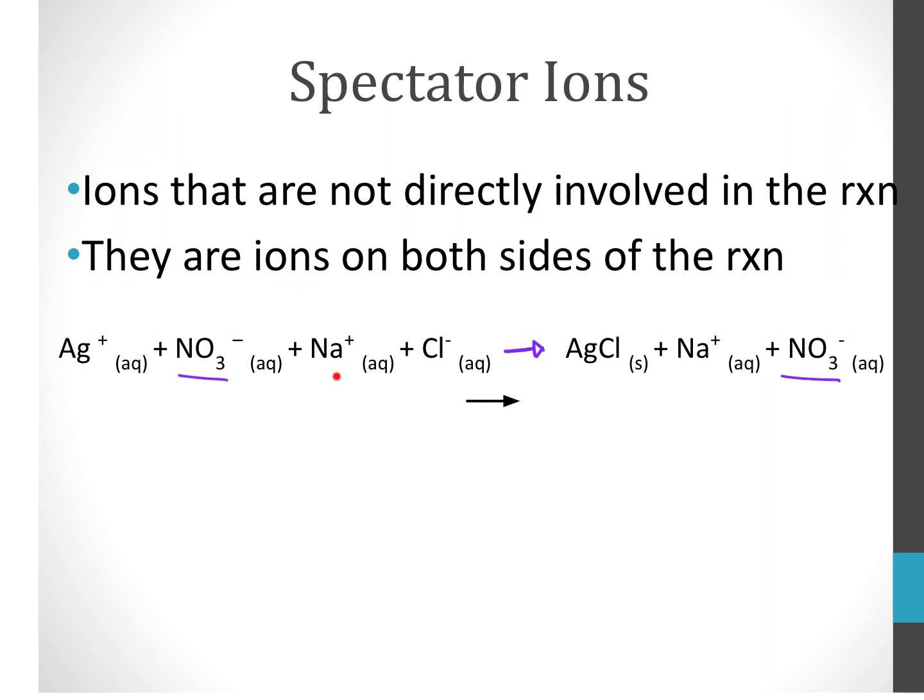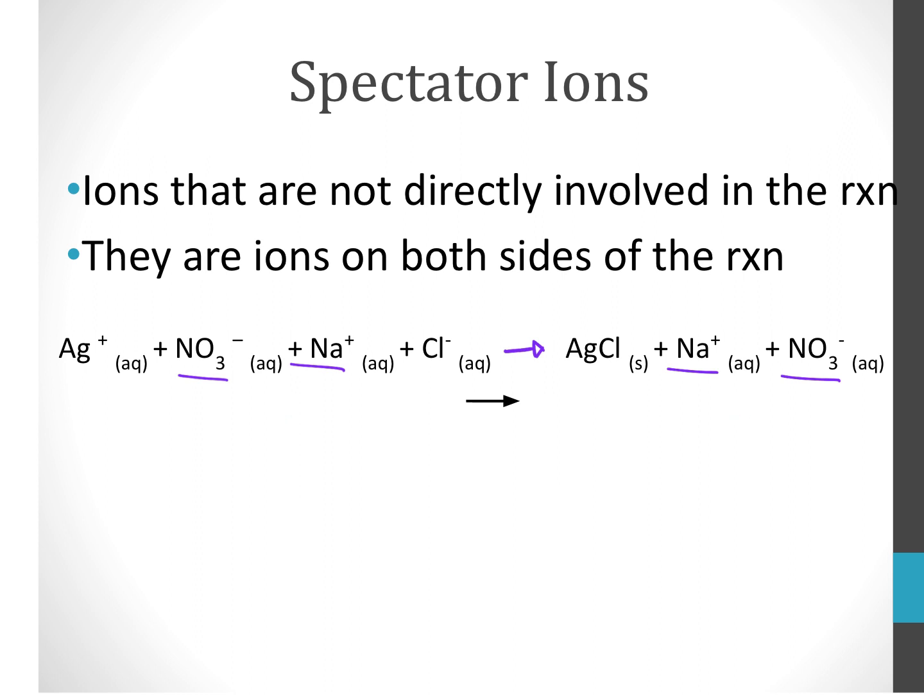Next we have sodium with a plus charge. Is it identical on both sides? Yes, so it's a spectator ion. Then we have chloride ion and then chlorine bonded to silver. Is that identical? No, so it's not a spectator ion. Spectator ions look identical on the left side of the equation as they do on the right side.